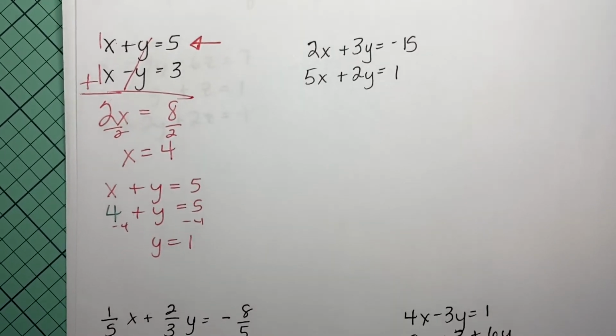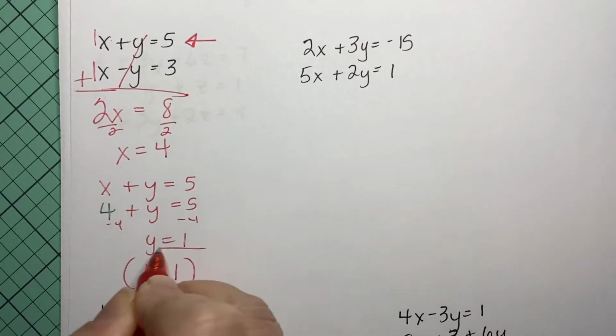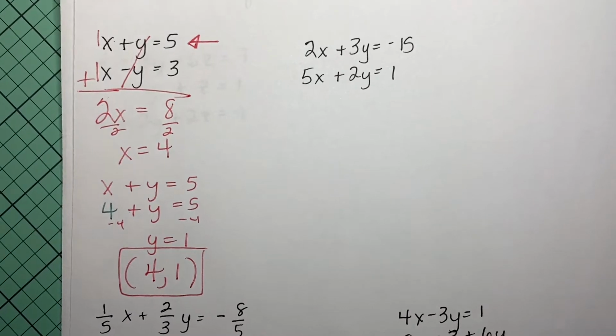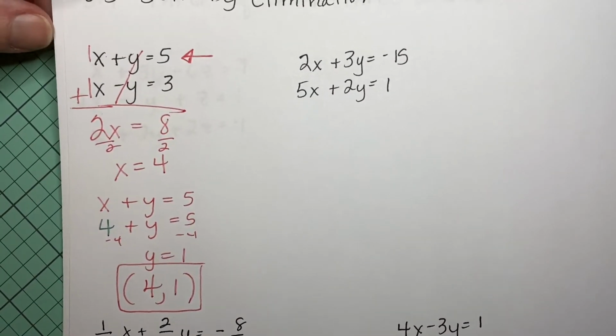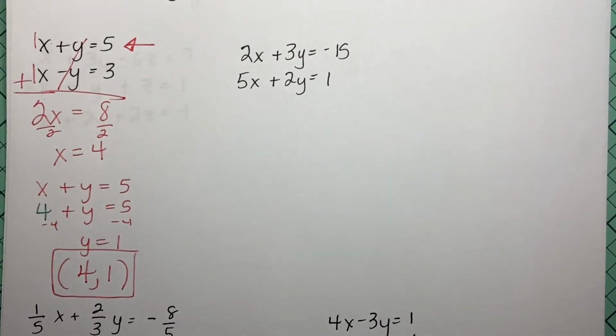So remember, these answers are in ordered pairs. The answer for this first one is (4, 1). Again, if you graphed them, that would be what you come up with. So this one's easy because they're already opposites, but of course they're not always that easy. So let's look at this next one.